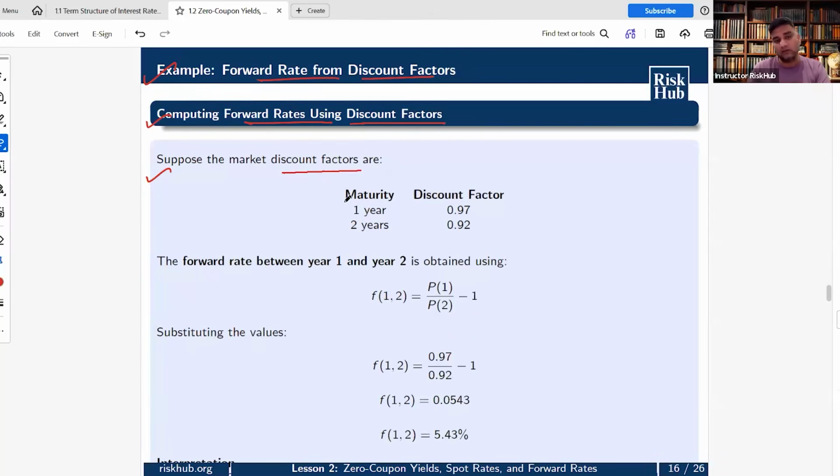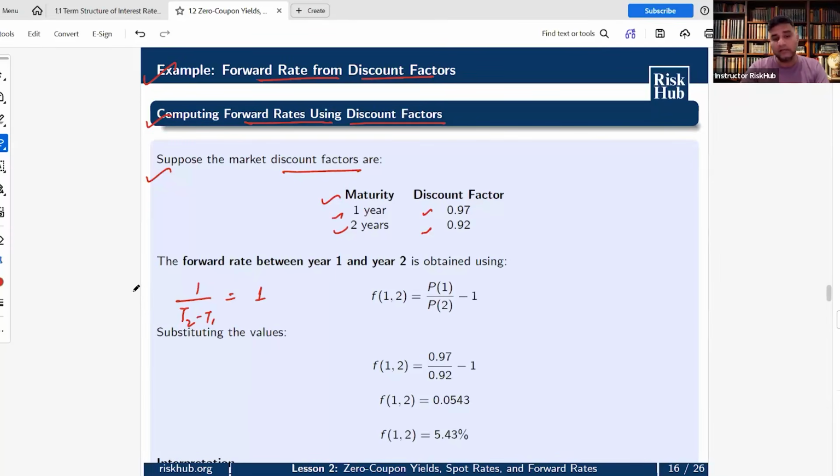Then we go to another example, forward rate from discount factors, computing forward rates using discount factors. Suppose the market discount factors are again given, right? And again, same thing, inputs are discount factors of 0.97 for 1 year and 0.92 for 2 years. This is the general discount factor formula from slide 10. With the exponent, it is 1 over T2 minus T1. Here it equals 1, right? Because the gap is 1 year, so it disappears.